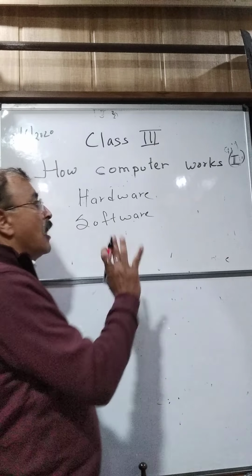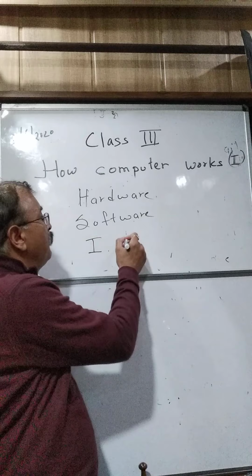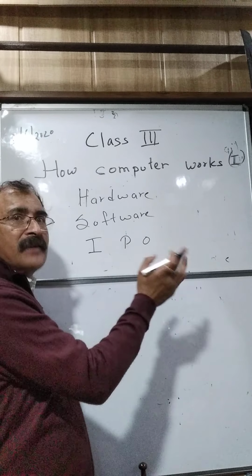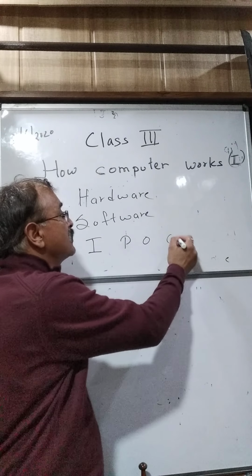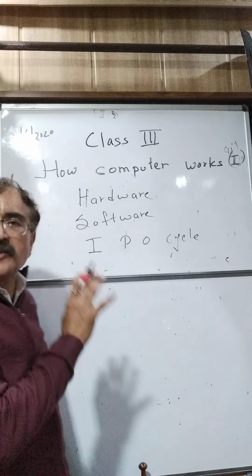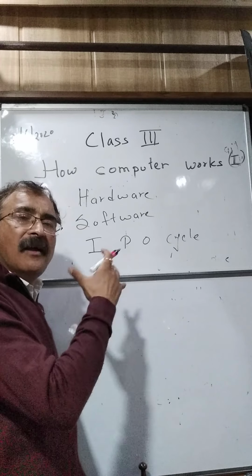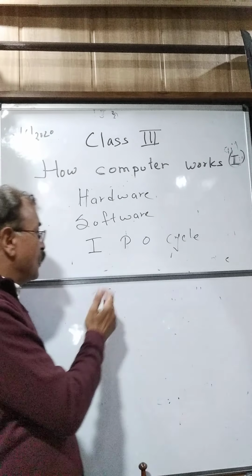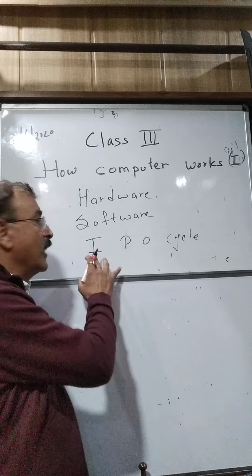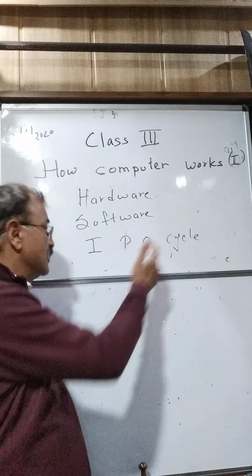Now, computer works in 3 steps. That is called IPO. Input, processing and output. This is called the IPO cycle. One complete cycle is called the IPO cycle. Now what is the IPO cycle? As you know, computer works according to your command. Whatever instructions you give, it will follow that and it will give you the answer or the result. So you have to give a command to a computer, that is called input. The computer will follow that instruction and give you the answer.